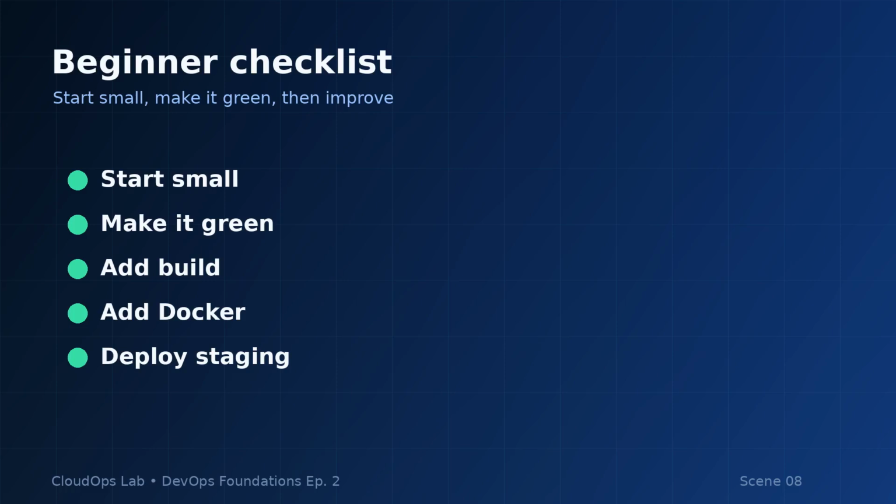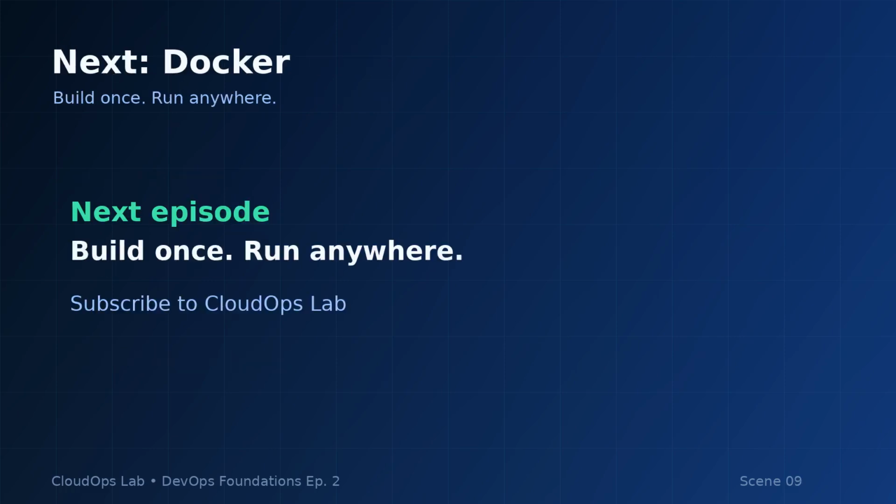Before we finish, here's a simple checklist for your first GitHub Actions workflow. Create .github/workflows/ci.yml. Add a clear workflow name. Trigger it on pull requests and pushes to main. Use Ubuntu latest as the runner. Check out the repository. Set up your runtime. Install dependencies. Run linting or formatting checks. Run tests. Add a build step. Once those steps are green, your repository has a real CI foundation.